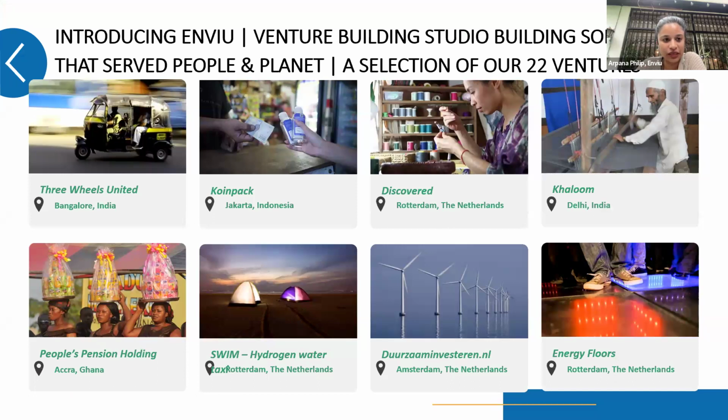So just introducing the work that we do. Enview is a global venture building studio. We have built 22 ventures to date, all in the nexus of solutions that impact people and planet. And a lot of our solutions also use climate smart technology. This is a selection of the companies. I think the one that we are talking about a lot is the hydrogen water taxi. We developed and are building the first hydrogen water taxi in the world, which is quite exciting.